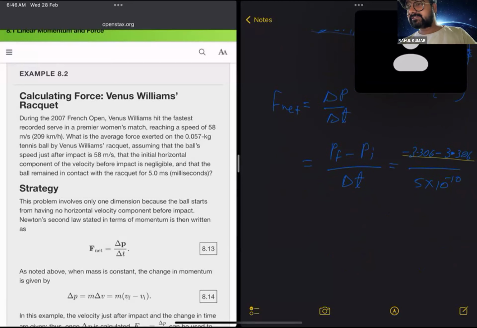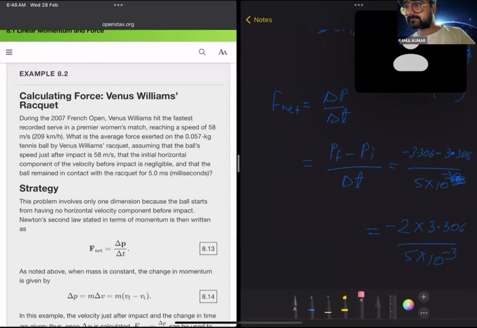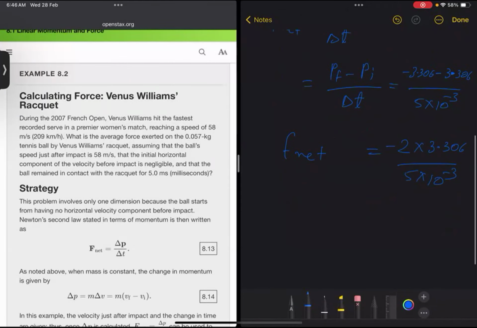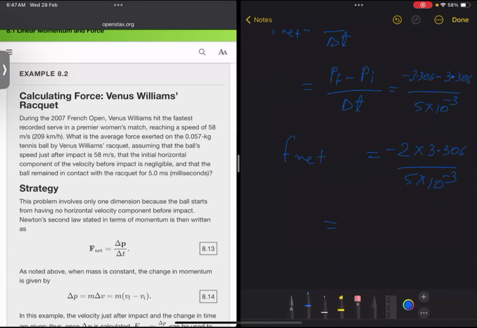So this equals negative of 2 times 3.306 divided by 5 into 10 to the power minus 3. Sorry, this is minus 3. Erase this. So is that correct? Is this equal to F net? Yes, because that is the rate of change of momentum with respect to time. So can you do this and tell me what is the net force acting on it?